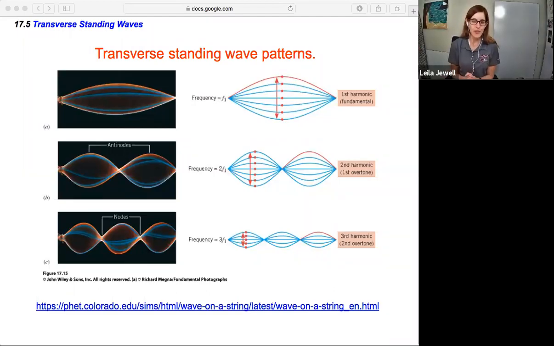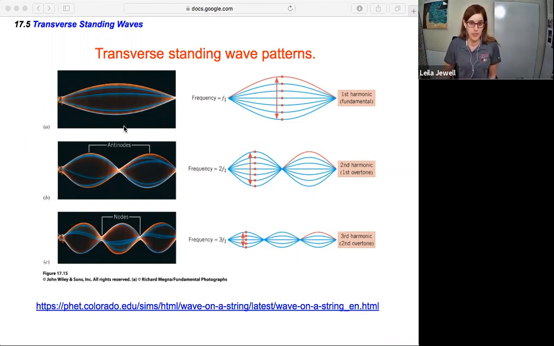Section 17.5, transverse standing waves. This is another really cool effect of waves interfering with each other, as we can get to these transverse standing waves pattern. So transverse, remember, means that the oscillations are perpendicular to the wave speed. So you can think of like a guitar string for this.